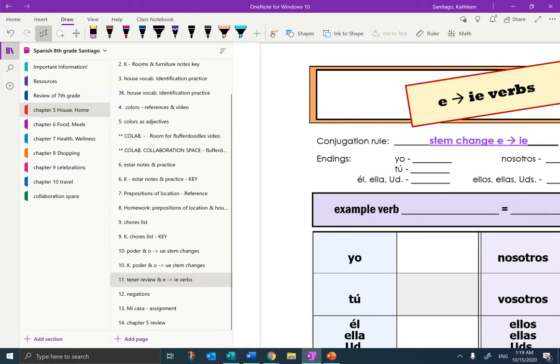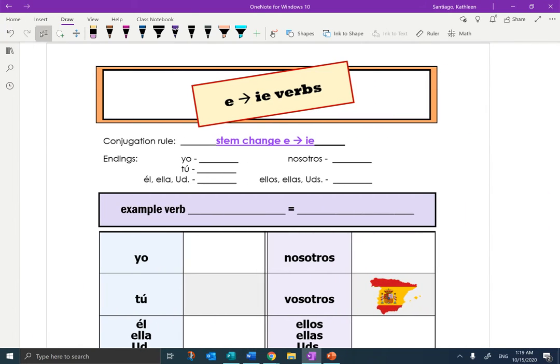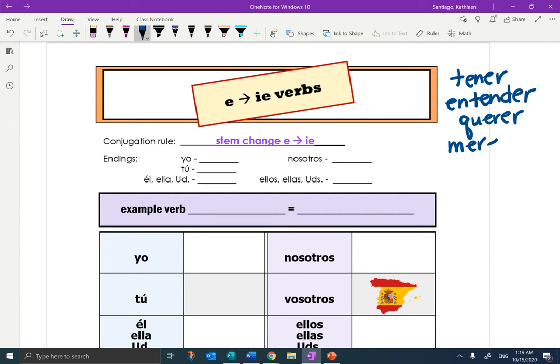Okay, so I'm going to click on the library to get rid of the table of contents, and let's go ahead and start. So E to IE stem changers, there is a group. We already did the one above, which is tener. We have the verb entender, which means to understand. Okay, and then we have querer, to want. And then we have merendar, which means to eat a snack. A snack is a merienda.